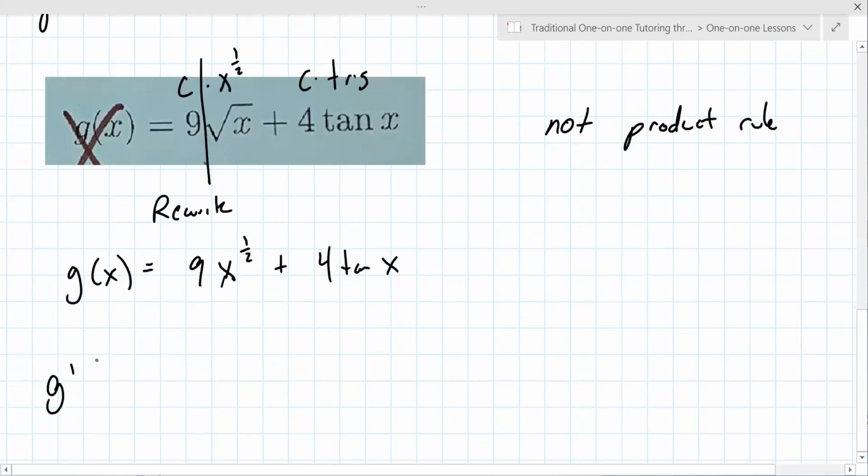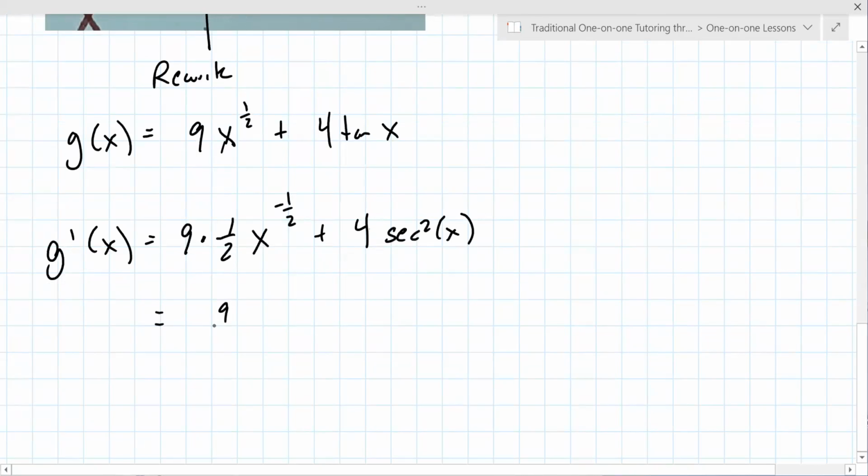Okay, so the derivative here is 9 times 1/2 x to the minus 1/2, power rule, plus 4. Constants always come down. The derivative of tangent is secant squared x. Excellent. So this becomes 9/2 x to the minus 1/2. I think it's okay to leave it like this. Some instructors want you to only use positive exponents, but that's your final answer on that one.